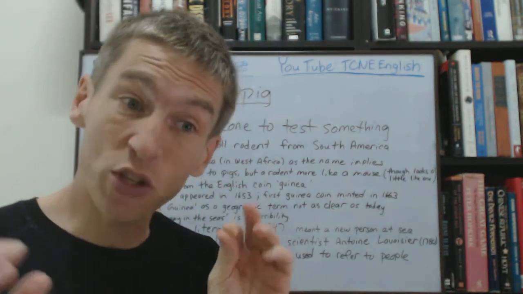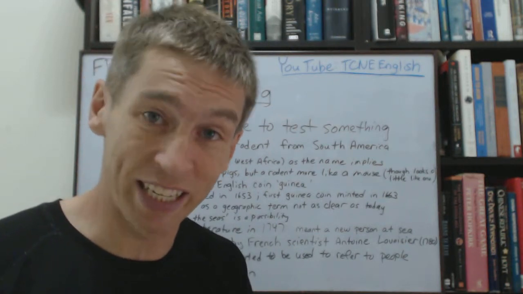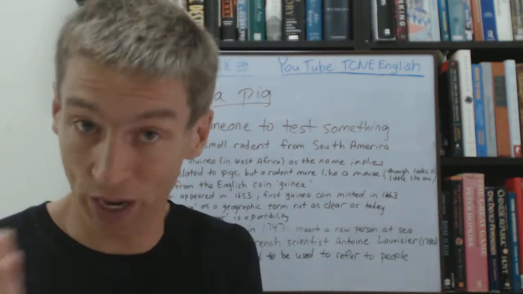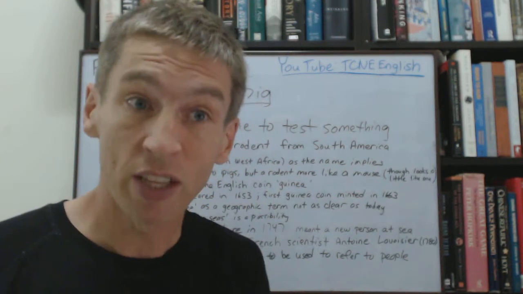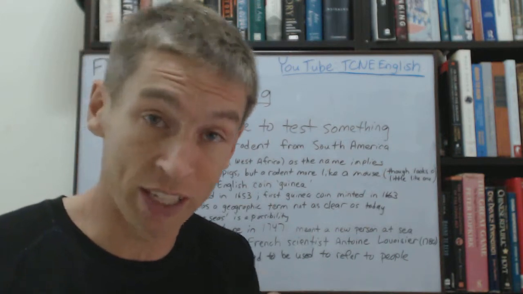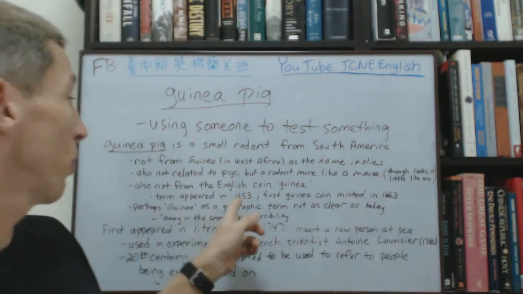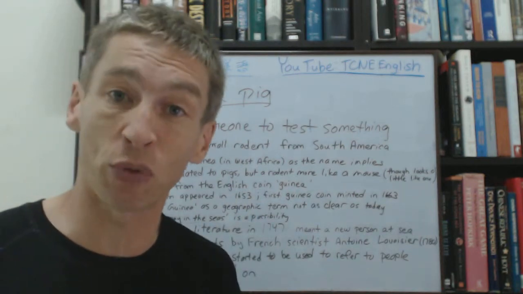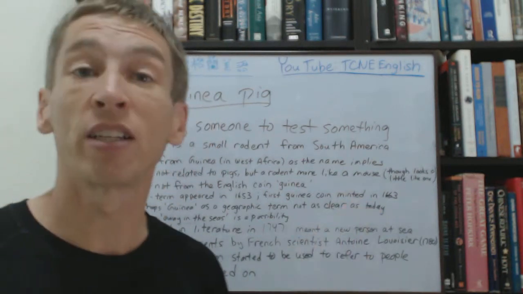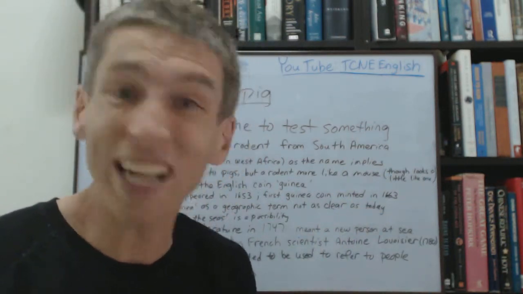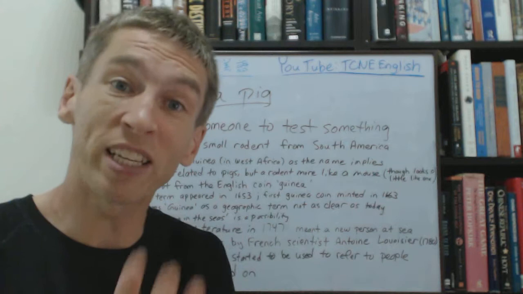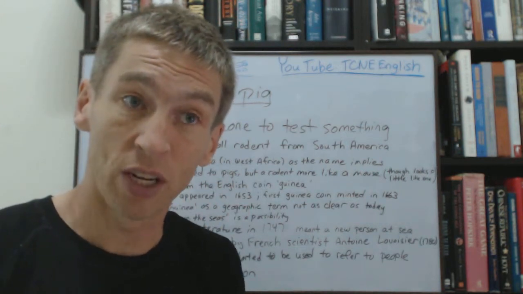Also, it's not from the English coin, a guinea. A guinea in history was a coin minted by the English. So there have been some theories out there that suggest that the name guinea pig comes from the guinea coin, maybe the idea that it cost a guinea. But the problem with that is the term guinea pig first appeared in 1653 in England. The coin, the guinea, was not minted for the first time until 10 years later. So that's out.